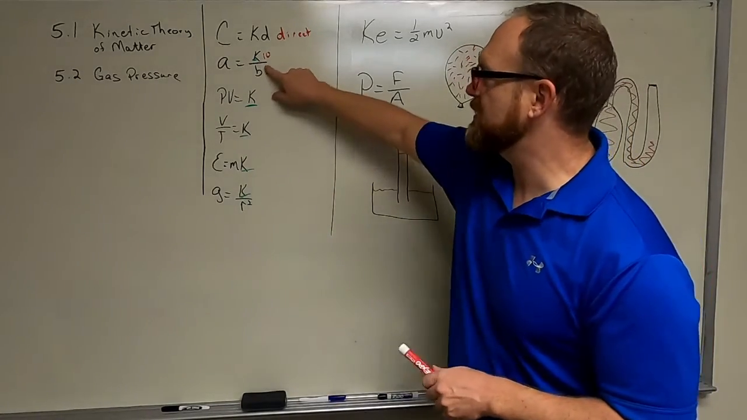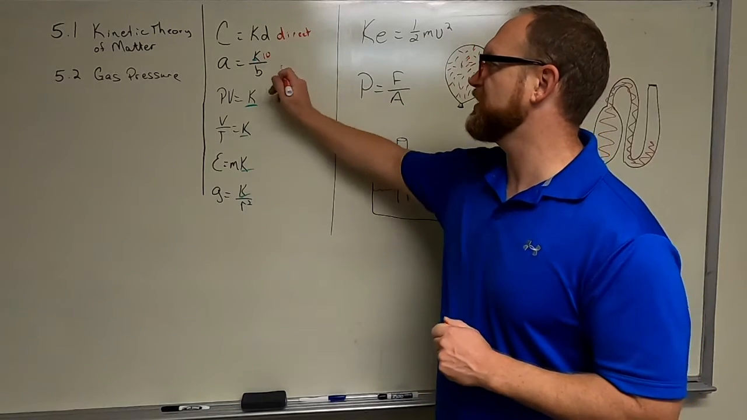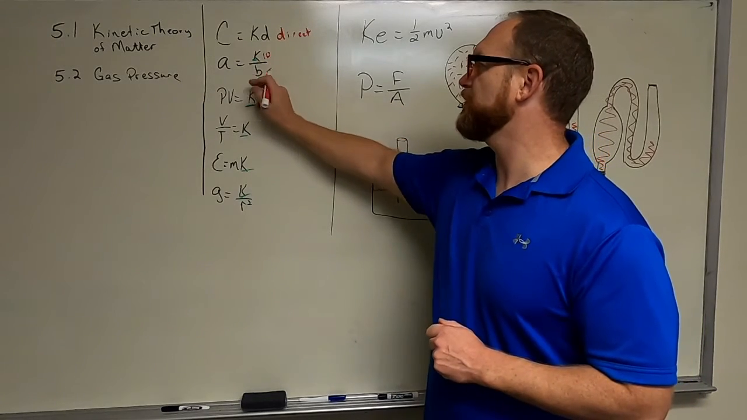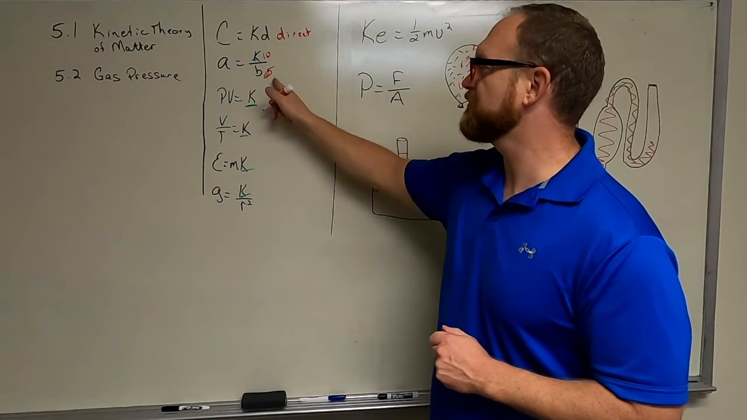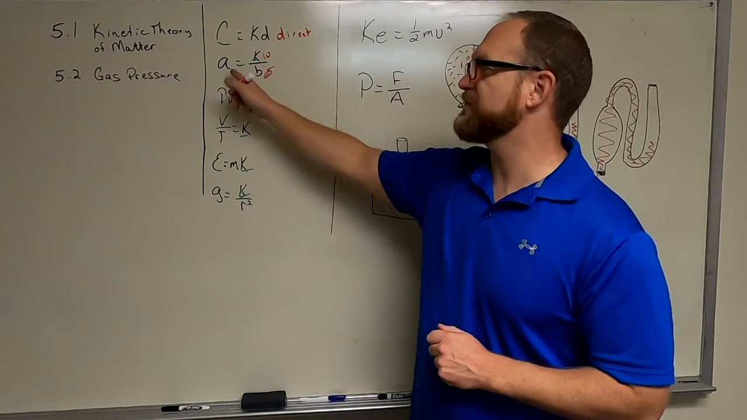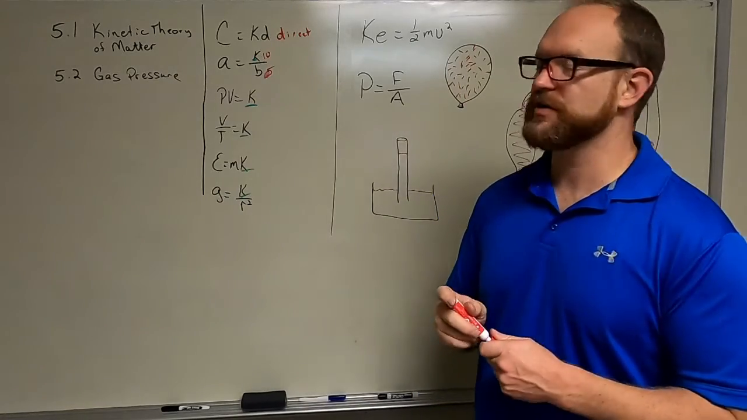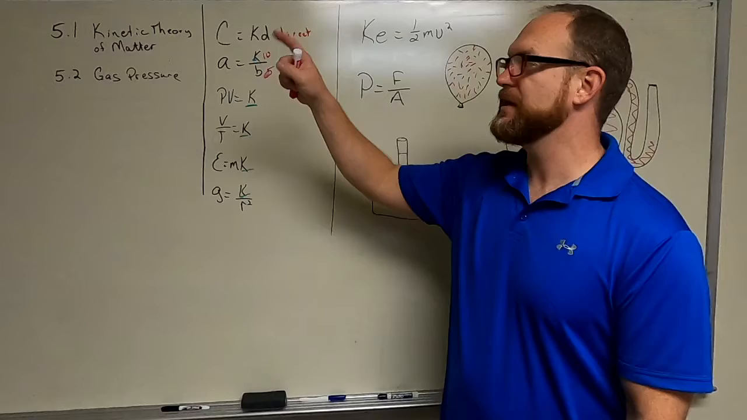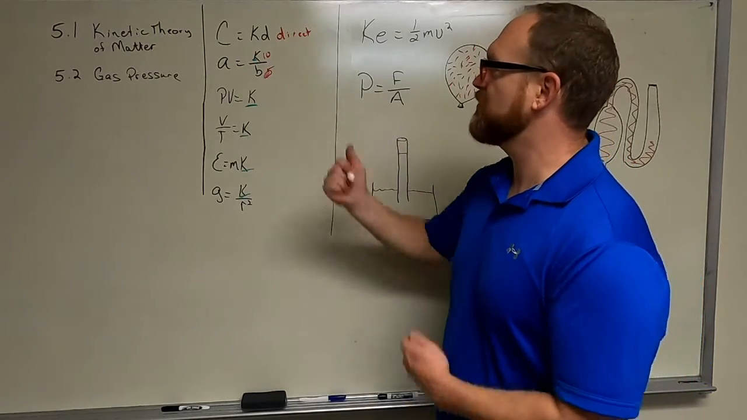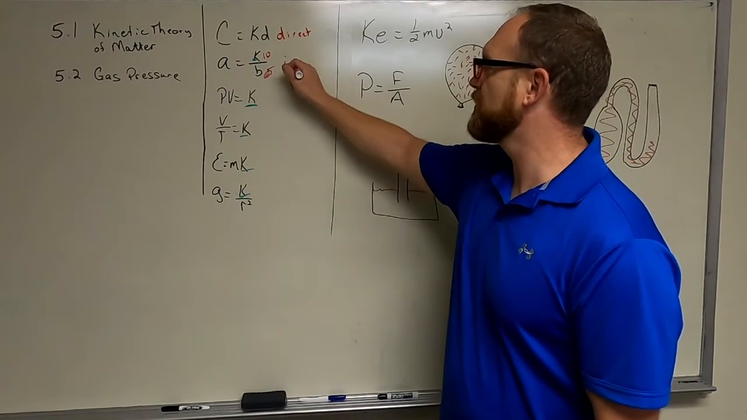Now let's make B go up. Let's say B is now 5. So, ooh, that's an ugly 5. Let's try that again. B is now 5. 10 divided by 5 is 2. And so you understand, in this proportionality, when B went up, what happened to A? A went down. And so that would be an inverse.